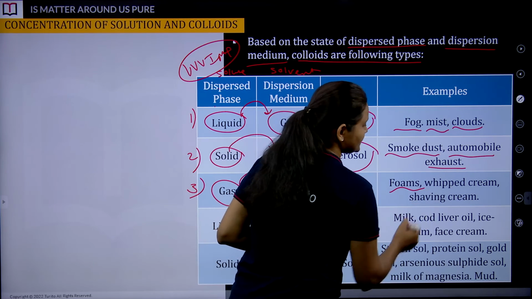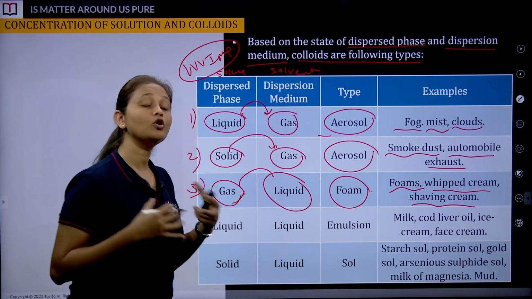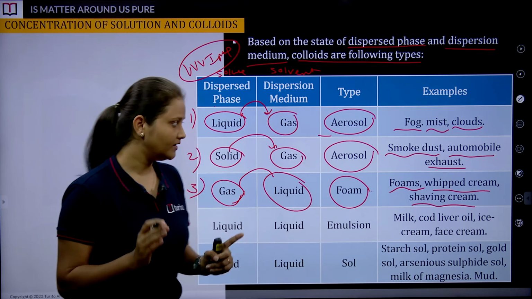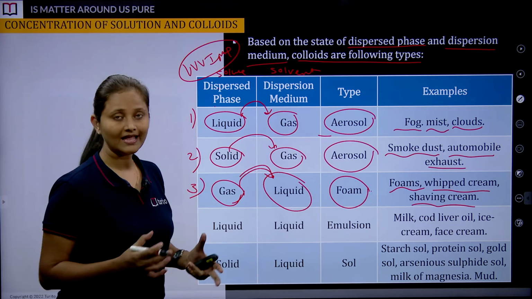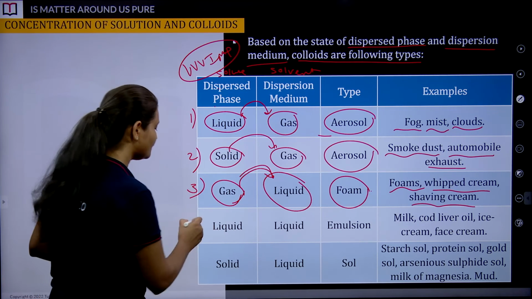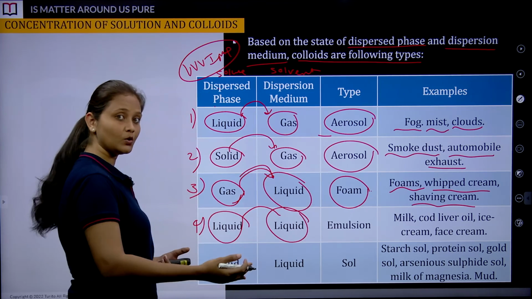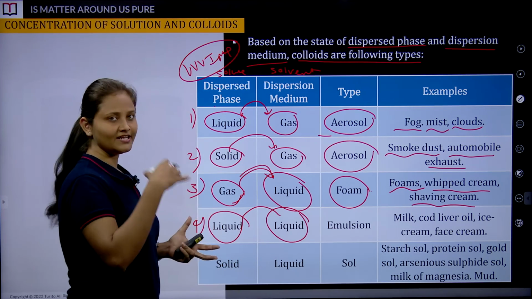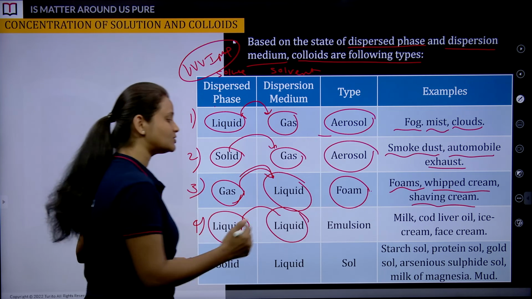The name of this type of colloidal solution is foam. Definitely you have seen foams, whipped cream, shaving cream. These are the colloids which we use. Here gas is getting dispersed in liquid, and that's why foam is generated. Alright. Fourth we have is what? Liquid in liquid. The dispersed phase is getting dispersed in a dispersion medium that is liquid. It has a specific name, students.